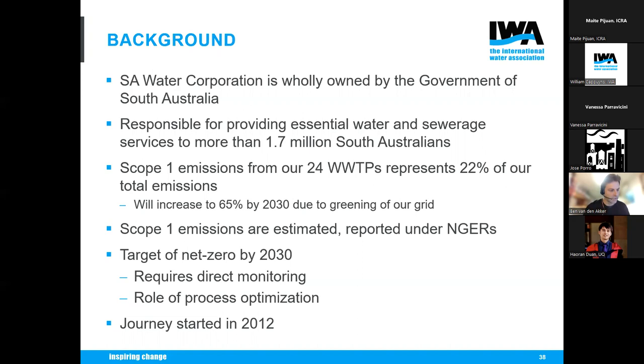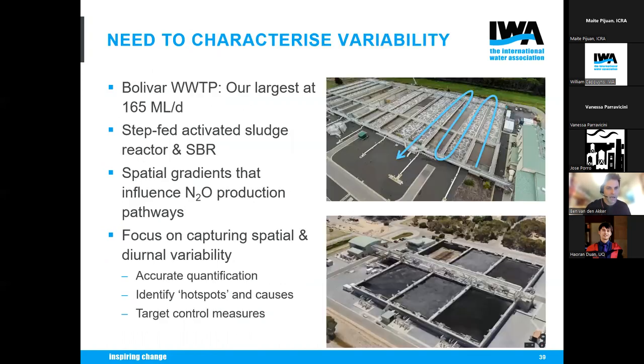Now, the journey of monitoring our scope one emissions started in 2012 during the introduction of a carbon tax here in Australia, which was later revoked. The focus for this work was on Bolivar Wastewater Treatment Plant. This is our largest wastewater treatment plant. It actually has two activated sludge reactors. It has the step-fed activated sludge reactor you can see at the top, and it also has a smaller sequencing batch reactor.